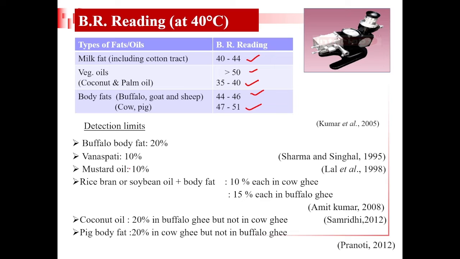Here we can see that different types of adulteration are there, but less than 10% of vanaspati or mustard oil cannot be detected. Coconut oil cannot be detected at a level lower than 20%. Pig body fat also cannot be detected at less than 20% in cow ghee, and not at all in buffalo ghee. So these are the different studies that have been carried out, but altogether, physicochemical constants offer advantage only to a small extent. If the adulteration is at a level lower than 10%, then these physicochemical constants are not that useful to detect the adulteration of vegetable oils and body fat in ghee.